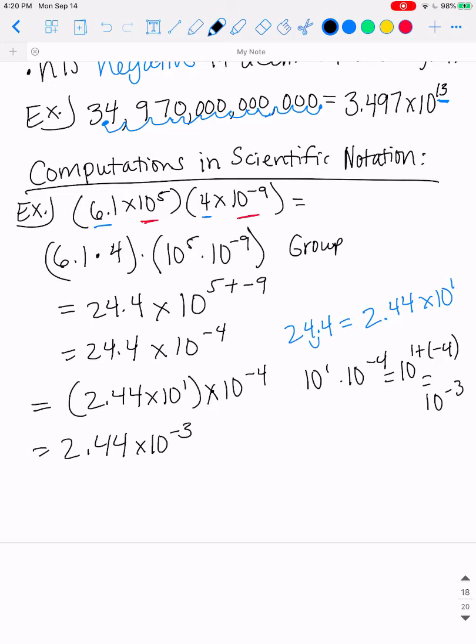Now I'm going to end this video and start another video, continuing with section 1.2. We're going to go over radicals, rational exponents, and rationalizing the denominator. See you then.